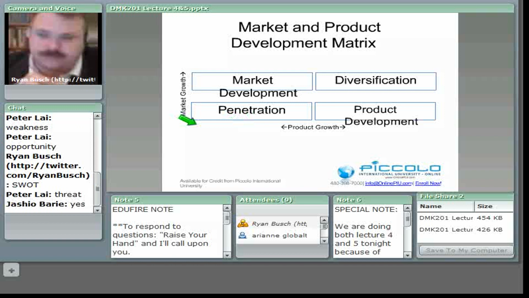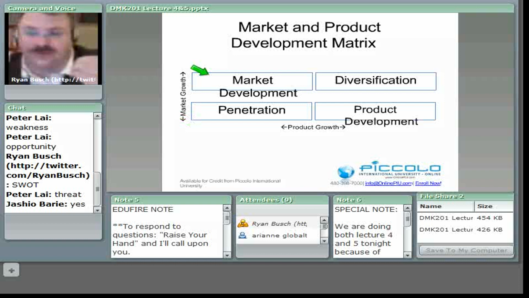Okay, great. Let's talk about the quadrants then. The first one we'll talk about is penetration. Market penetration, as I mentioned, is used to sell more existing products into existing markets. So this is an effort to improve efficiency of what you're doing. You take what you have already, both as a product and a market, and you seek to deepen the relationship. In this quadrant here, market development. Market development is used to sell existing products into new markets.